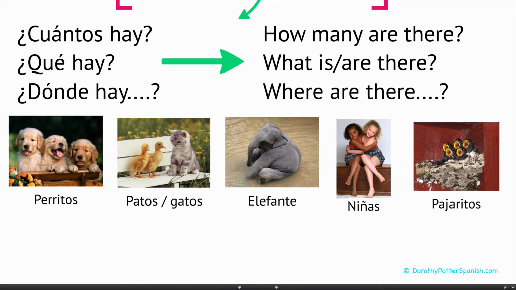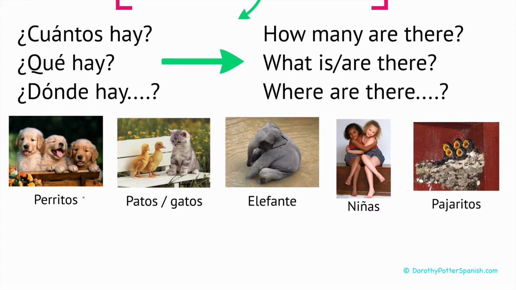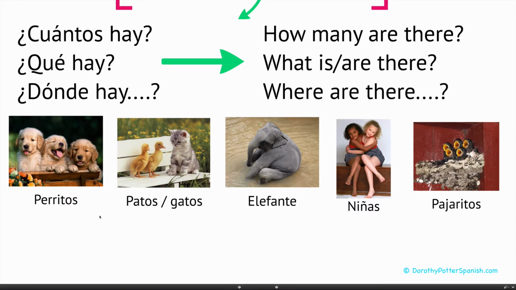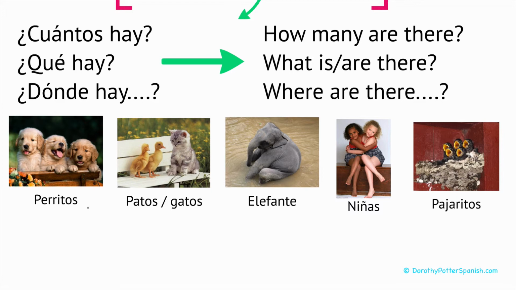Woof, woof, perritos. ¿Cuántos perritos hay? How many puppies are there? Hay 3 perritos. Repita. ¿Qué hay? What is there? What are there? Hay perritos. There are puppies. ¿Dónde hay perritos? Where are there puppies? Hay perritos, and whatever you want to say. En mi casa, at home, en el parque, in the park.